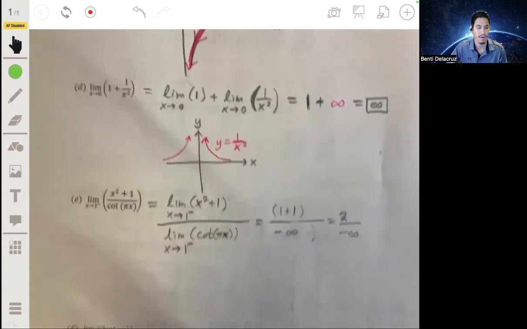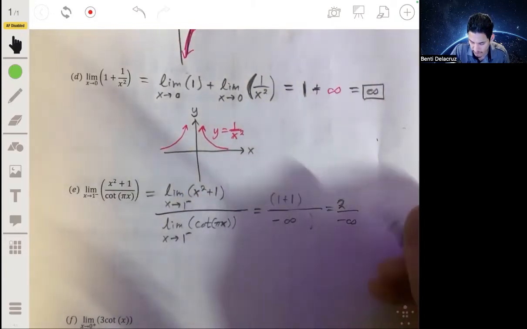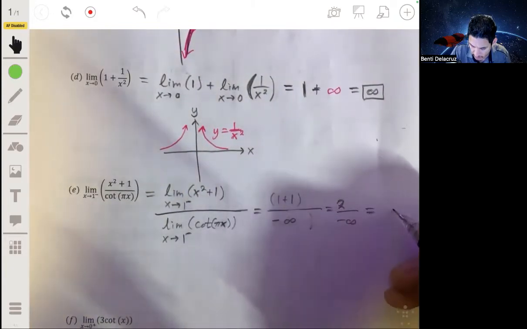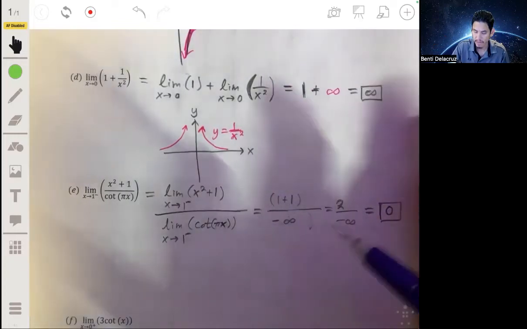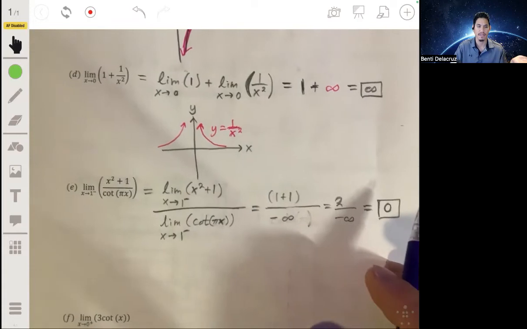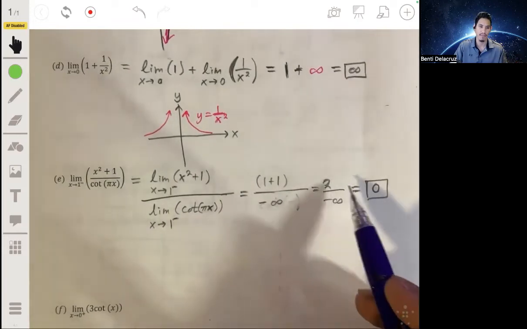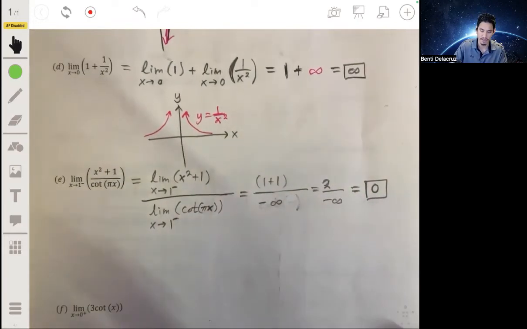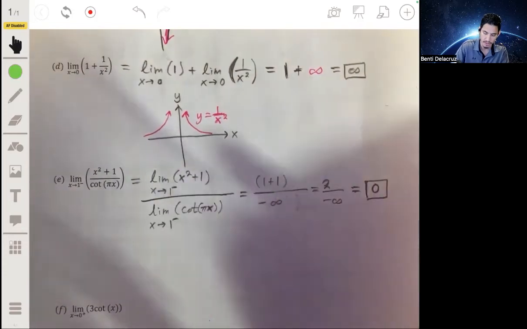And again, our property tells us any number divided by infinity is just going to be 0. Any number divided by infinity is going to be basically nothing. Like you could have 1 billion divided by infinity, it's still nothing. It's still relatively small compared to it.